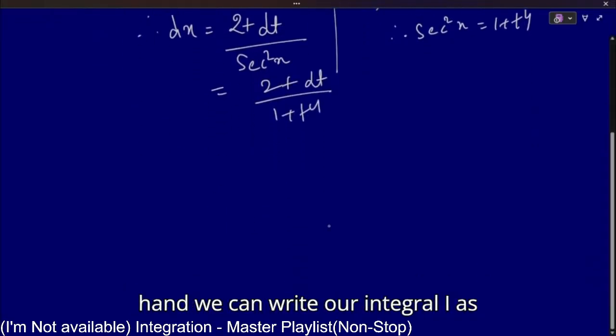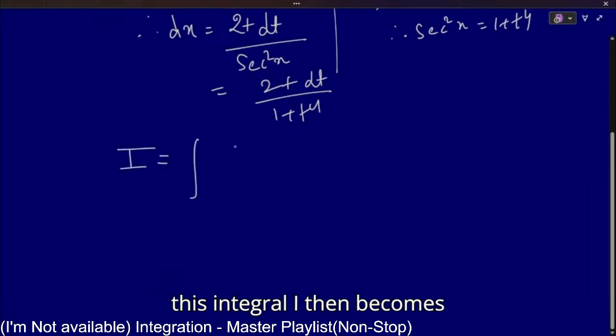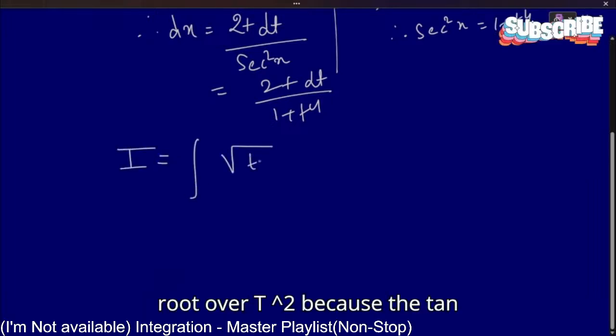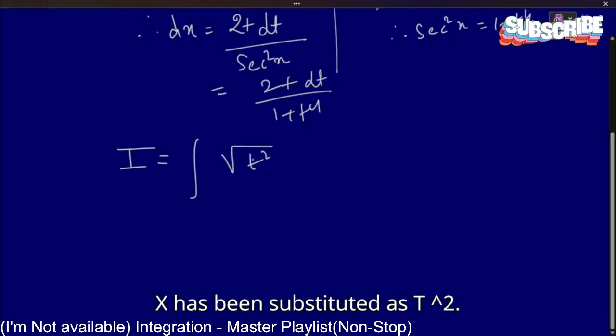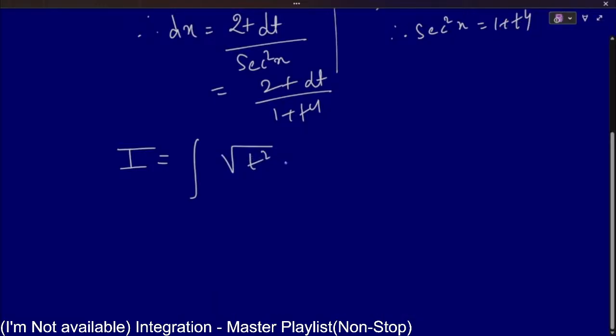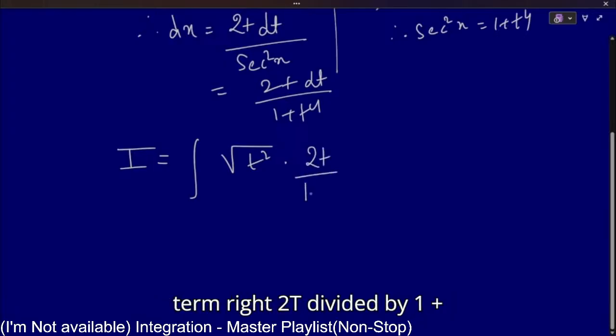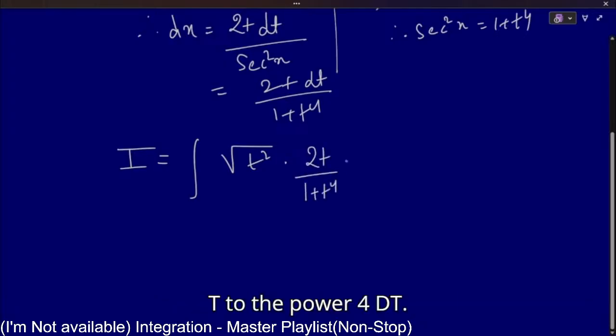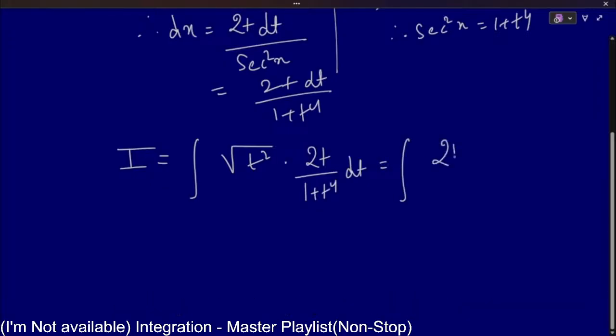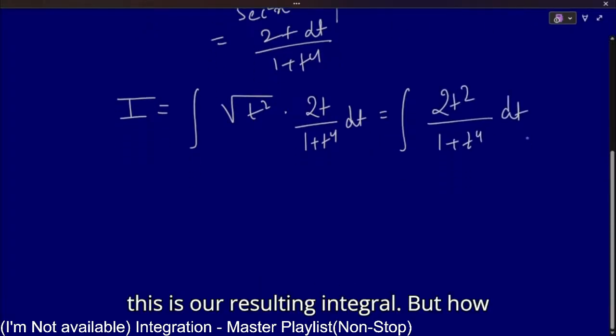Now, with this in hand, we can write our integral I as this. Integral I then becomes root over t squared, because tan x has been substituted as t squared, multiplied by dx, which is simply this term, right? 2t divided by 1 plus t to the power 4 dt. And if we simplify it, it simply becomes 2t squared divided by 1 plus t to the power 4 dt. Okay, so this is our resulting integral.